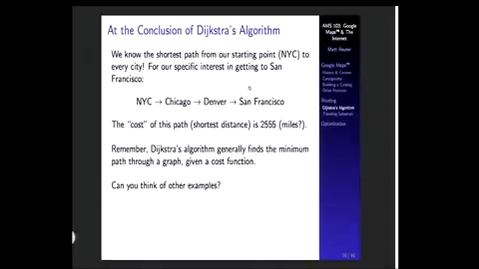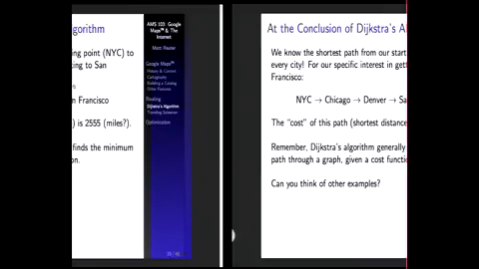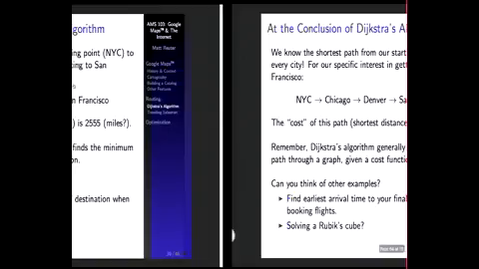Can you think of other types of problems where maybe we have some sort of weighted graph, we want to know a minimum path? Can you think of others? Some of them are maybe map related, others aren't. But this is a much more general algorithm than just being able to solve a MapQuest type problem. Any ideas?